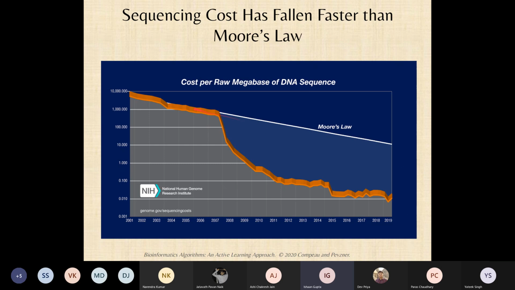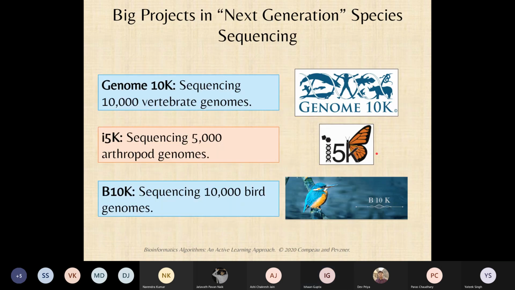And as you can see, the speed with which this cost is going down is much faster than even Moore's law, which determines how many transistors you can pack in a chip physically. So this has led to many big sequencing projects, as I have introduced earlier.